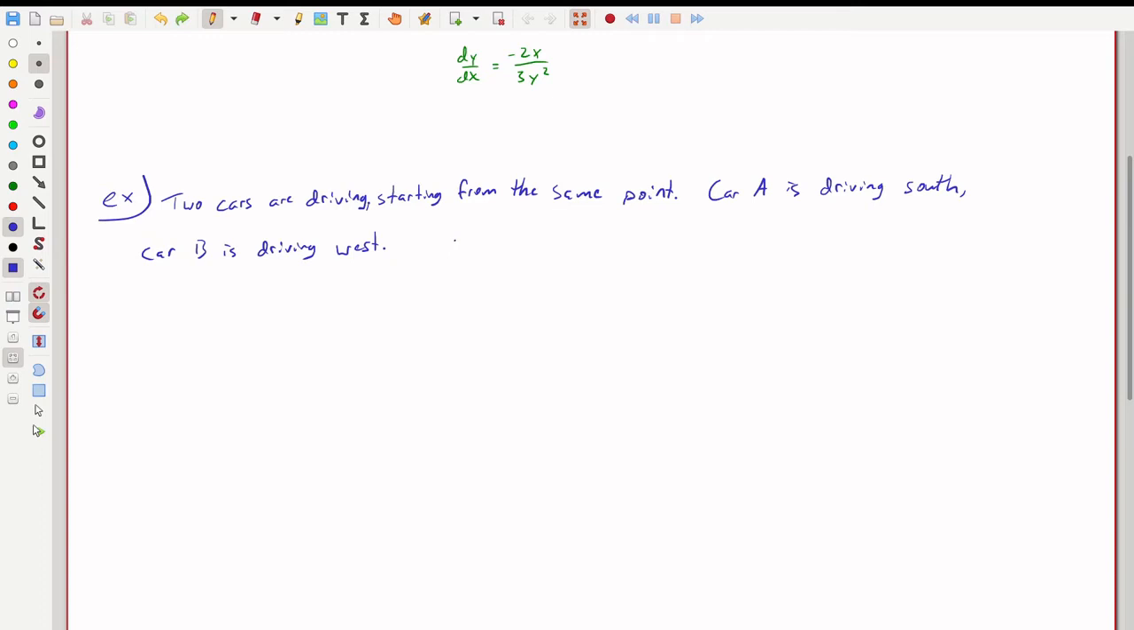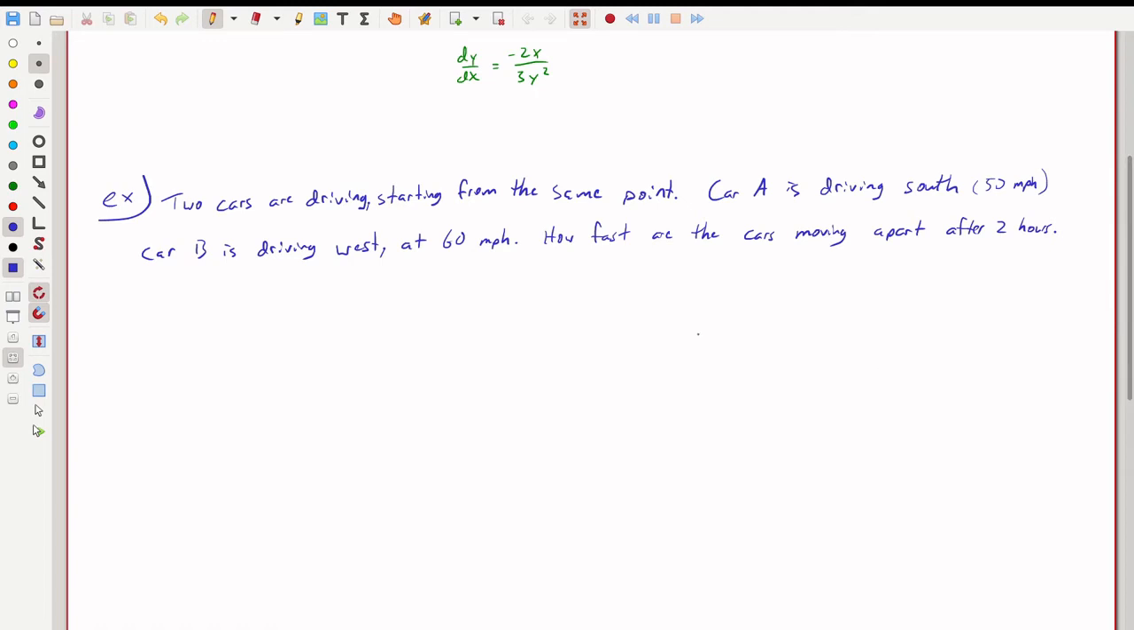And we'll give speeds for these cars. Okay. So let's say that car A is driving south, maybe at 50 miles an hour. And car B is driving west at 60 miles an hour. Okay, and we want to know how fast are the two cars driving apart. Okay, let's say after 2 hours.